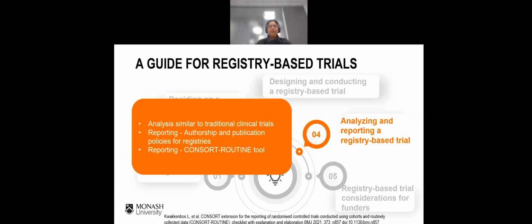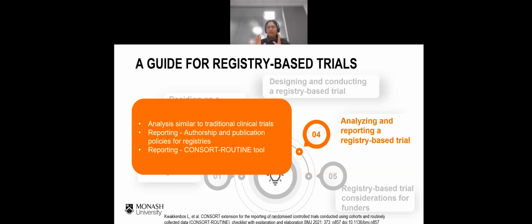So part 4 is analyzing and reporting a registry-based trial. So for analyzing data, it is actually very similar to traditional trials in the sense that it depends on the design phase decisions and must follow ethical standards to ensure participant safety and confidentiality. And when it comes to reporting, there would be considerations around reporting, particularly for registries having authorship and publication policies that trialists will have to follow.